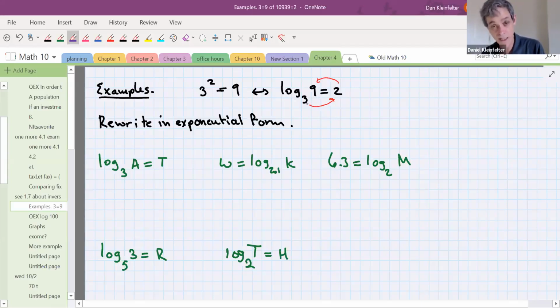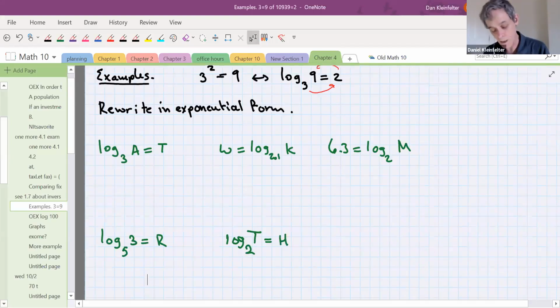The base in each case is 3. What goes into the exponential function, that's the 2, is what comes out of the logarithm. What comes out of the exponential function, that's the 9, is what goes into the logarithm because they're inverses. Okay, so let's try. Here, the base 3 logarithm of A is equal to t. So 3 raised to the t power will equal A.